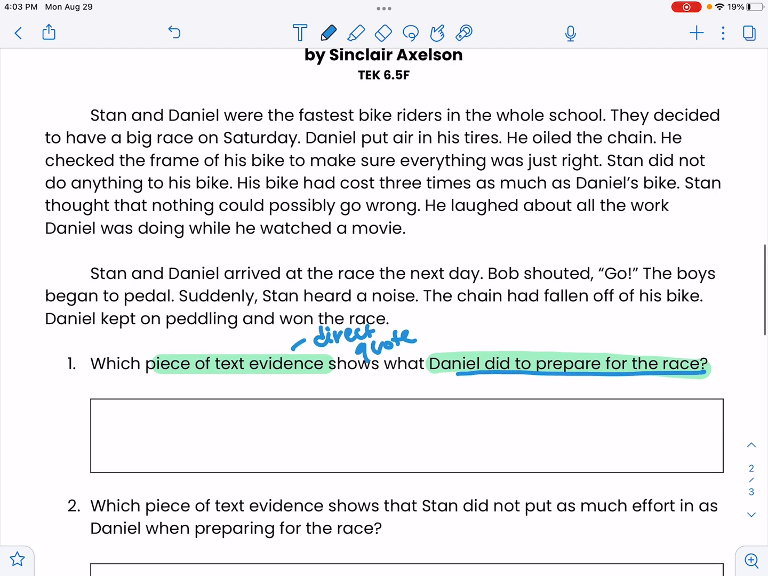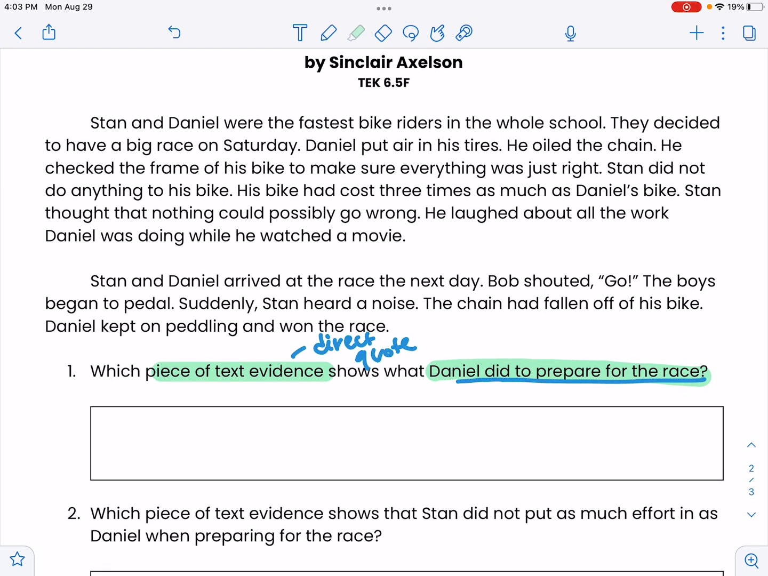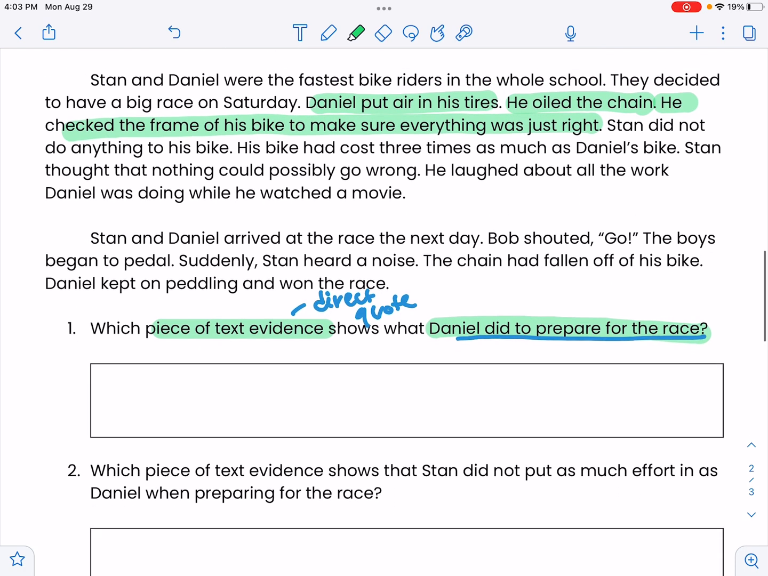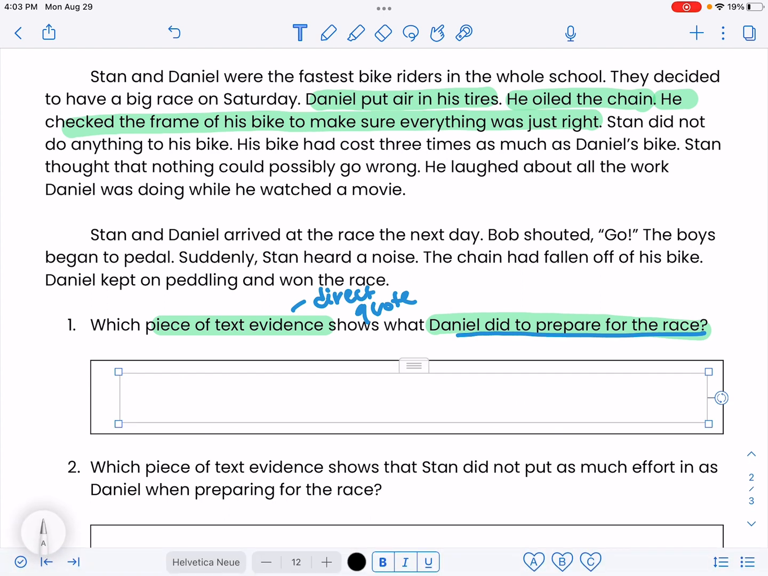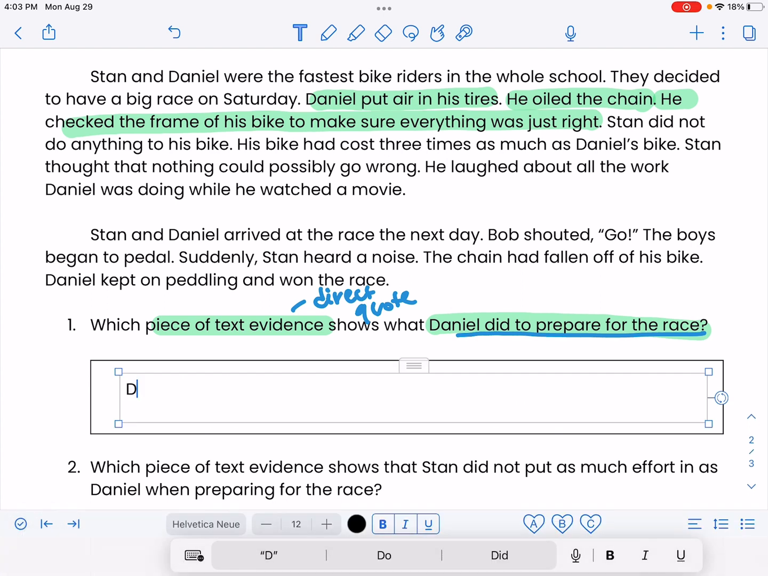Well, let's look at the story. What did Daniel do? He put air in his tires. He oiled the chain. He checked the frame of his bike to make sure everything was just right. I am going to put that in this box below in quotation marks.